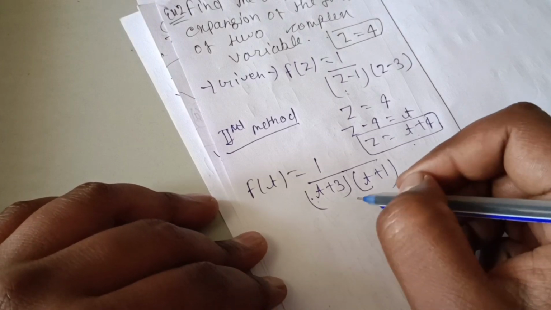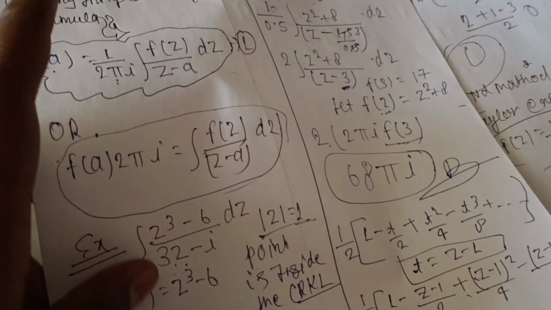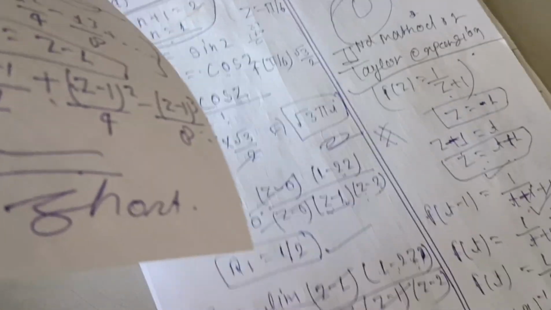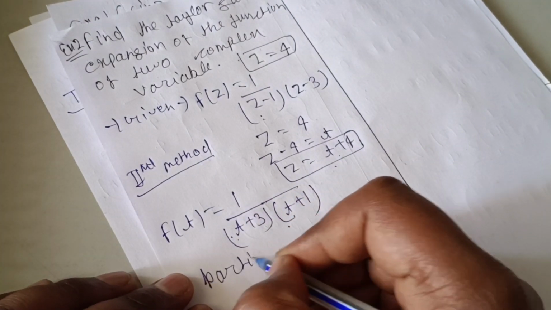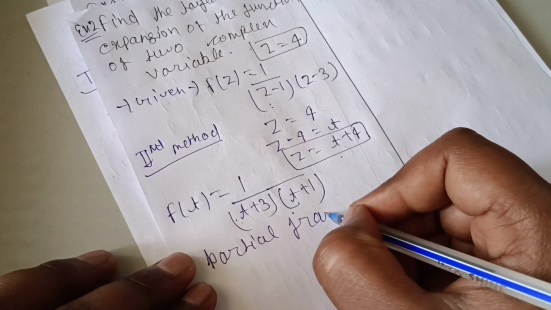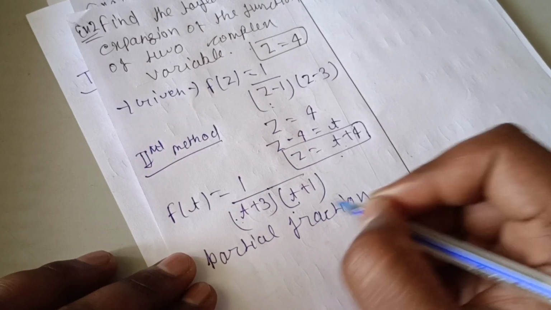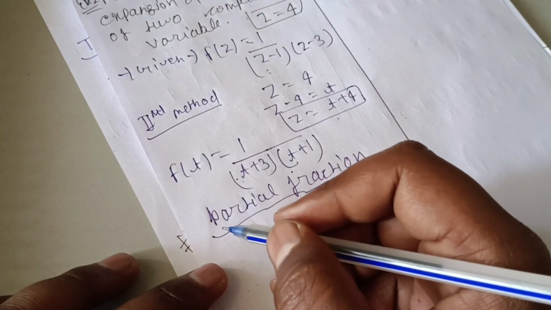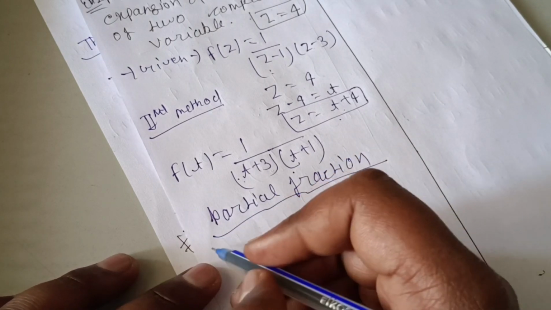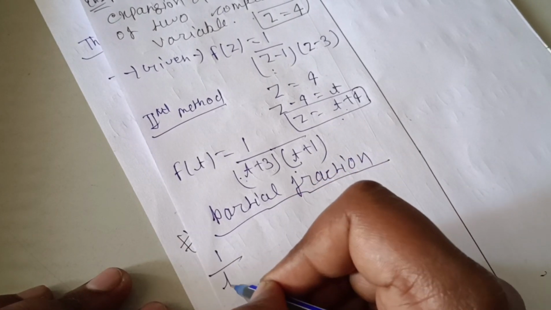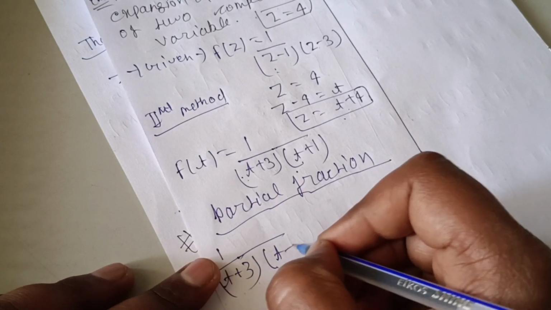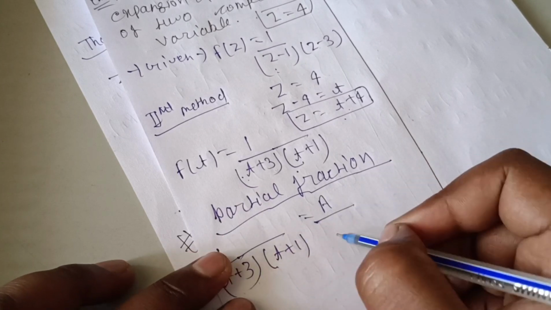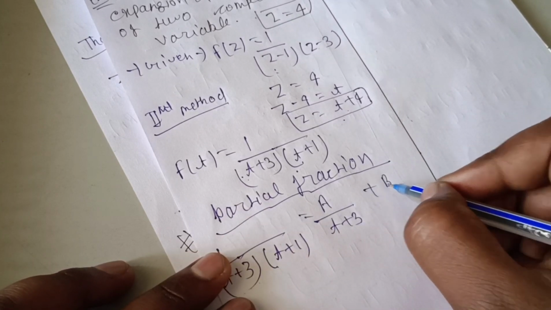Okay, so now we are stuck here, because in the previous example we simply used the expansion, but here we cannot do that, just because we have to do partial fraction. Okay, so partial fraction. So it's 1 upon (t plus 3)(t plus 1). So it is A upon t plus 3 plus B upon t plus 1.